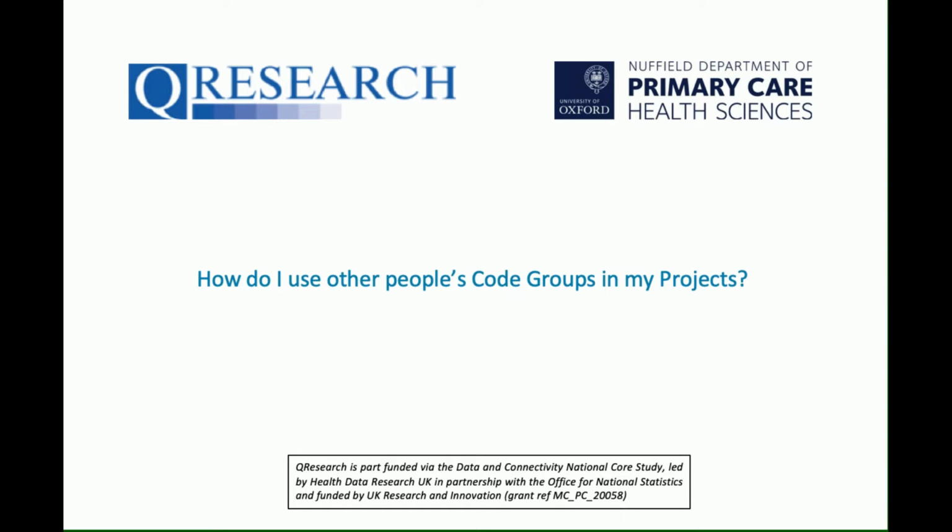When working on a project, you can use code groups belonging to other members of your project team if they have been linked to your project. You can also link your code groups to another Q Web user's project if you are a member of their project team. Code groups can be enabled for editing by project team members, and project team members can also remove code groups from a project. This video explains how to do these things. It provides a standalone tutorial, but there is also a text-based user guide available on the Q Research website.